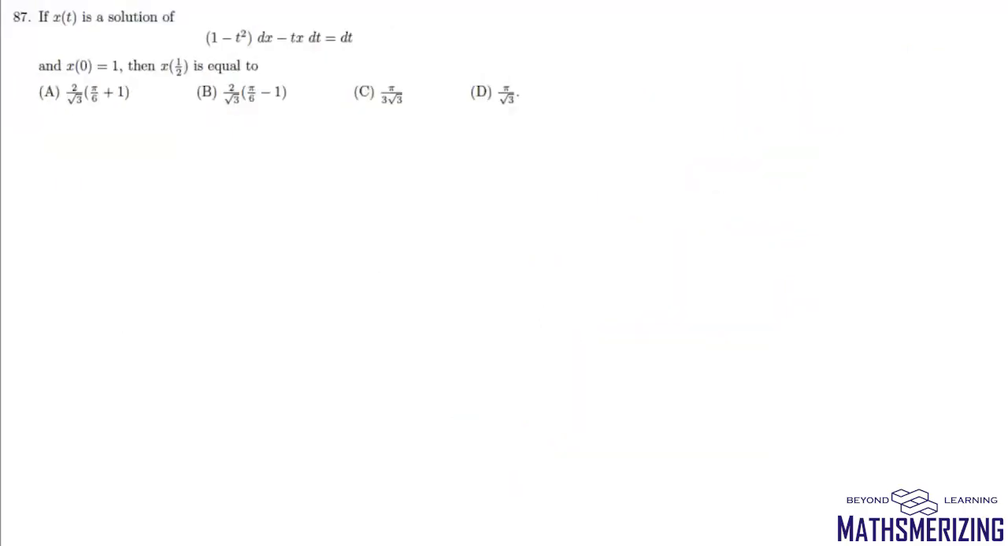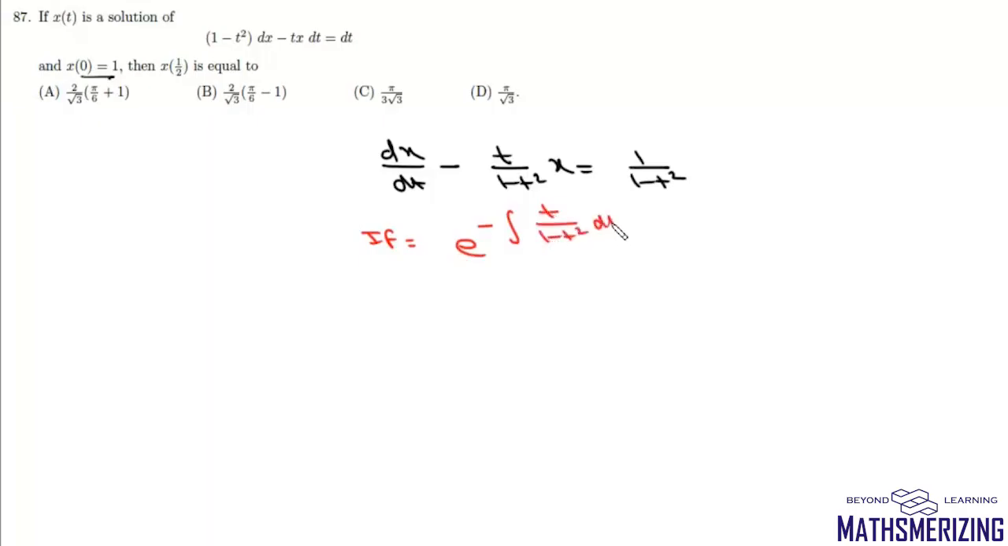Now question number 87 is, if x(t) is the solution of this differential equation and x(0) is 1, we need to find the value of x(1 by 2). We can write this differential equation as dx upon dt minus t upon 1 minus t square x equals 1 upon 1 minus t square, which is nothing but linear in x. Now first we'll find its integrating factor. Its integrating factor will be e to the power integral of minus t upon 1 minus t square dt.